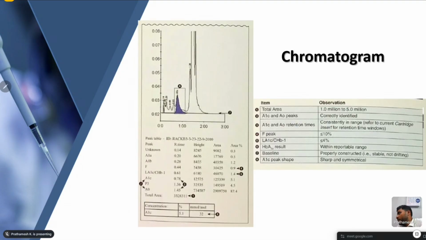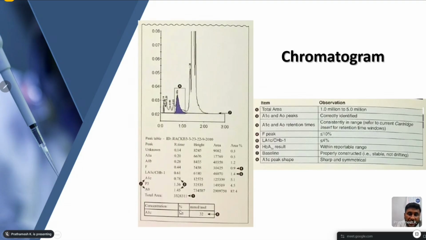Here is a sample chromatogram. You need to understand how a chromatogram is to be interpreted. Many of you might have seen this chromatogram. On the X axis is your retention time, and on the Y axis is your intensity, the signal intensity.